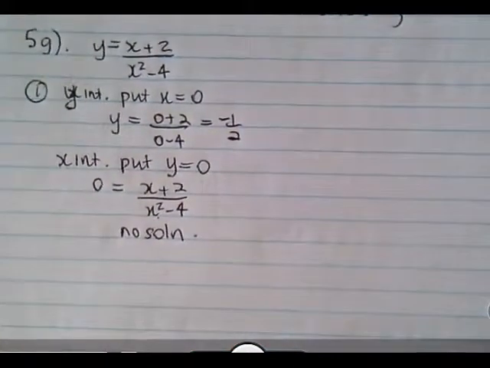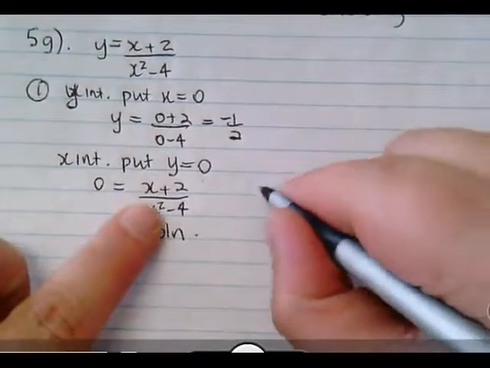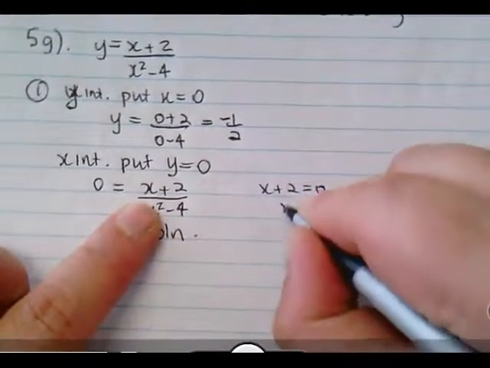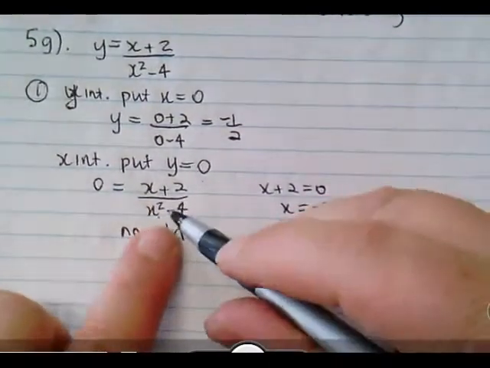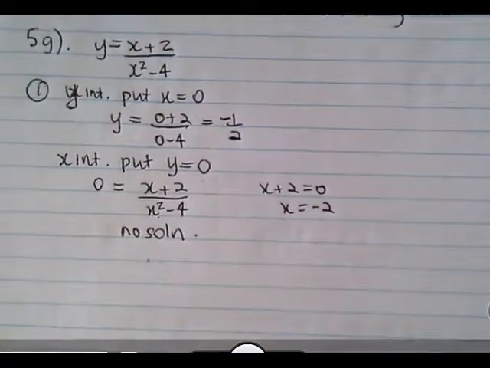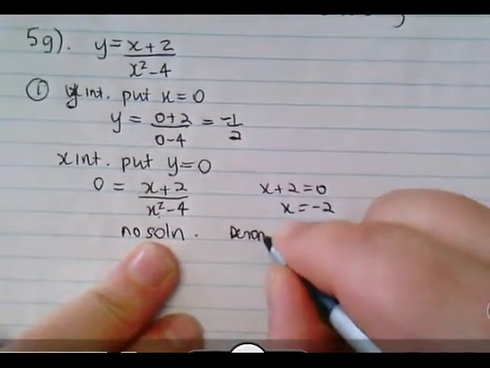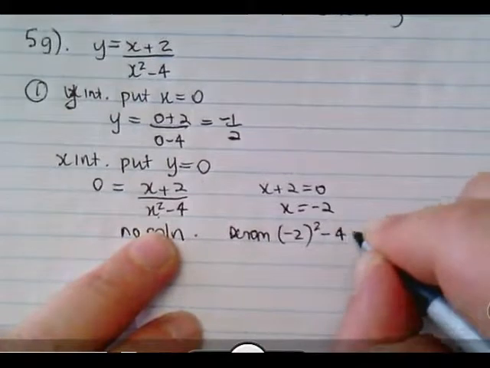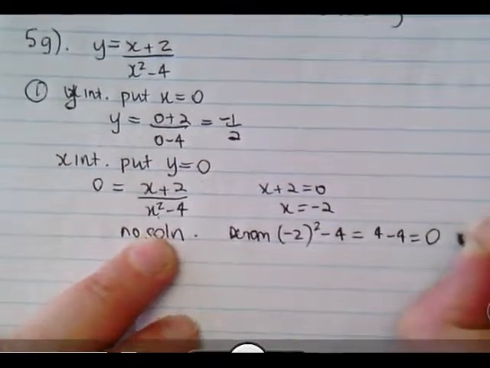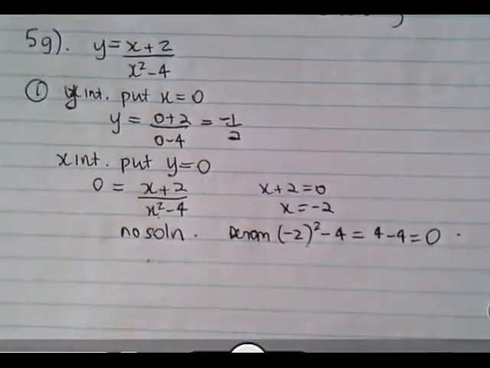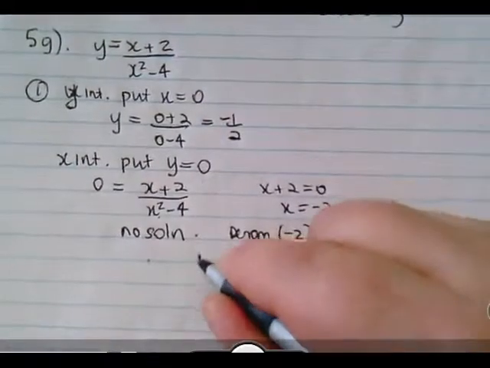The only way you can end up with 0 would be for x plus 2 to be 0, which means that x is negative 2. But when you substitute x equals negative 2 into the denominator, you get negative 2 squared minus 4. Well, that's 4 minus 4, which is 0. You're not allowed to have a denominator of 0. So there is no x-intercept.